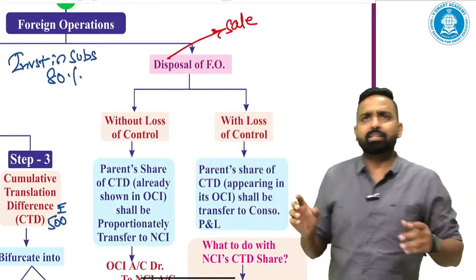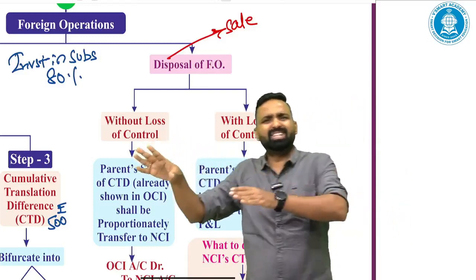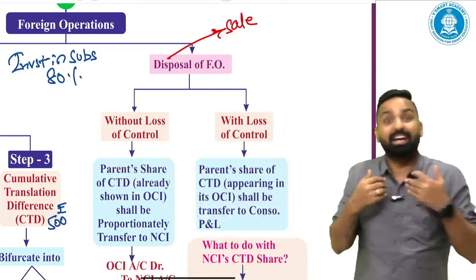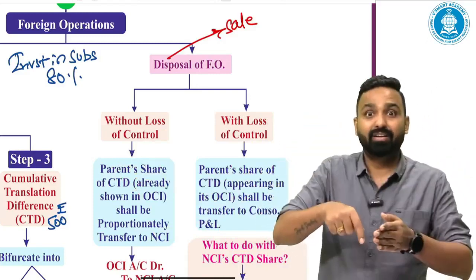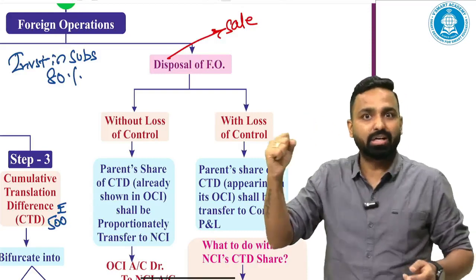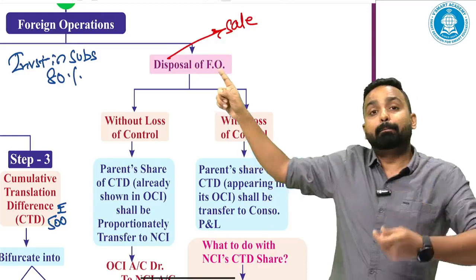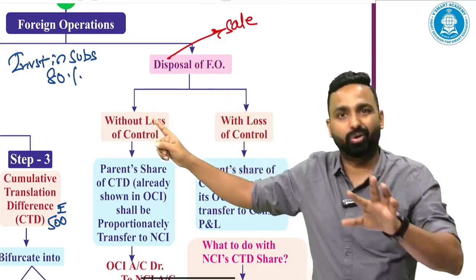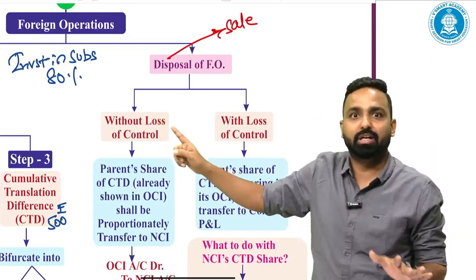Without loss of control means, I have 80% share in foreign subsidiary. I just sold 10%, 20%. But after selling 20%, still I have 60%. And 60% means more than 50%. That means still I have the control. Still I have the control with the 60%. So you are disposing of the partial investment of your subsidiary without losing the control. After disposing 20%, you still have 60% without losing the control.